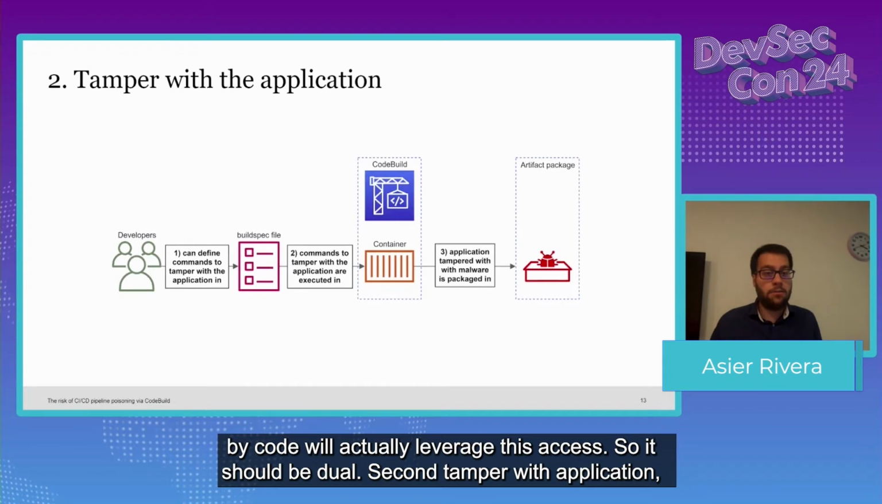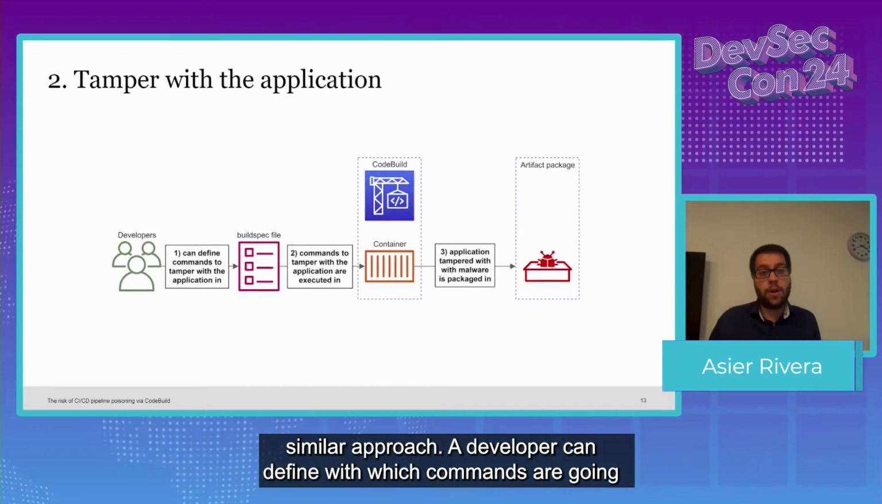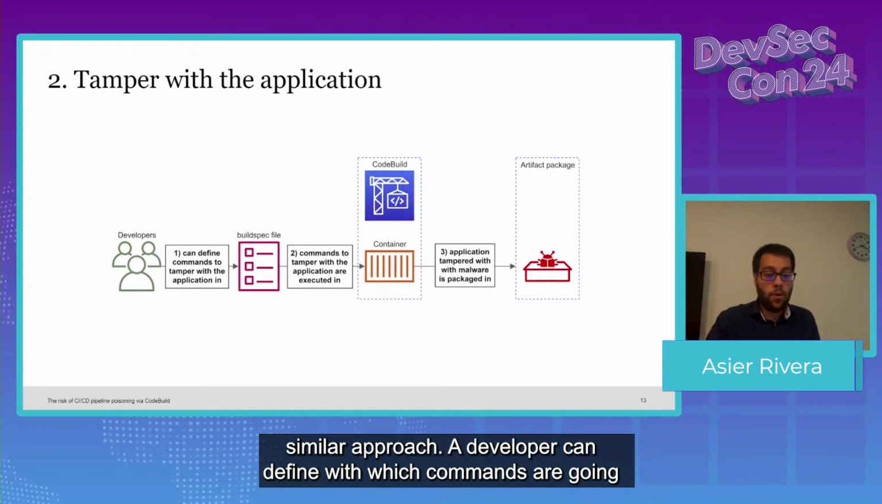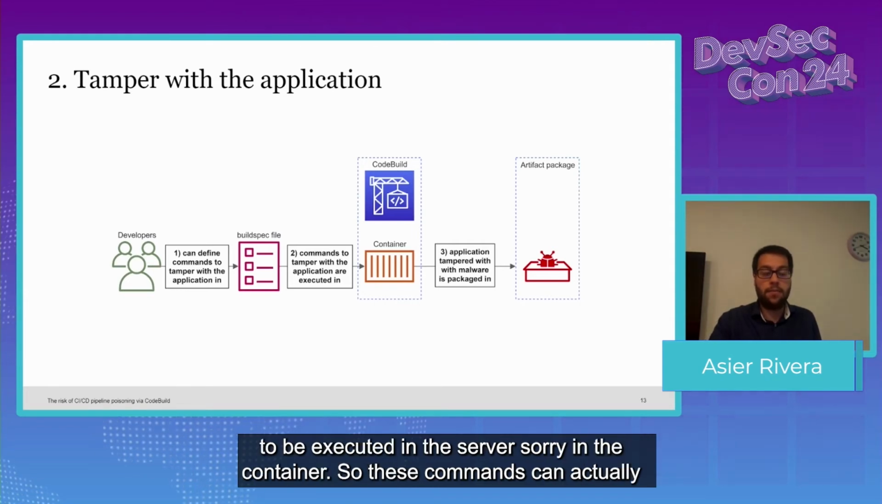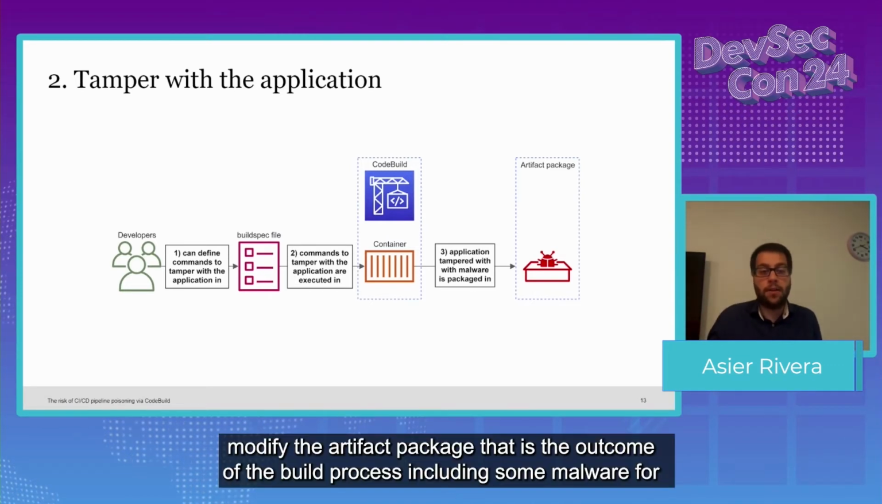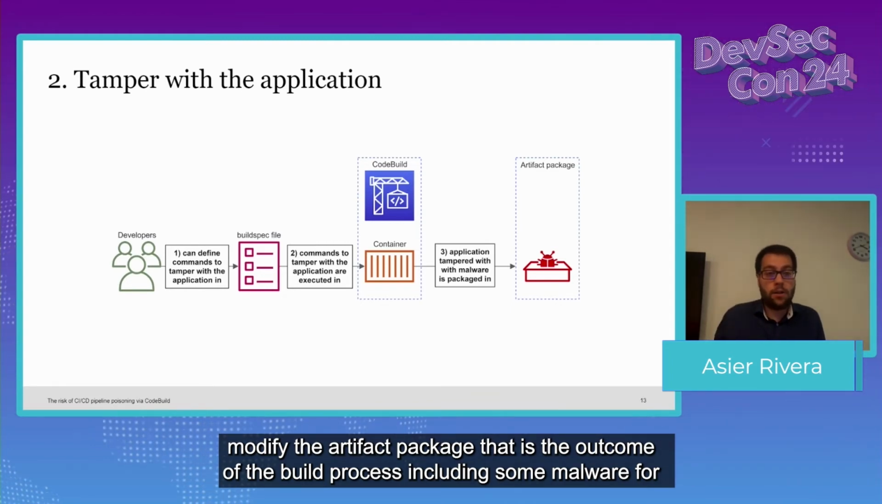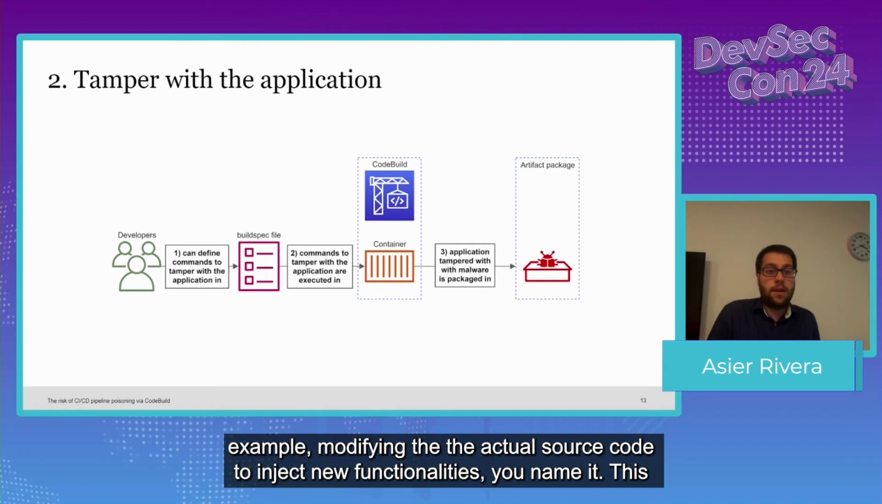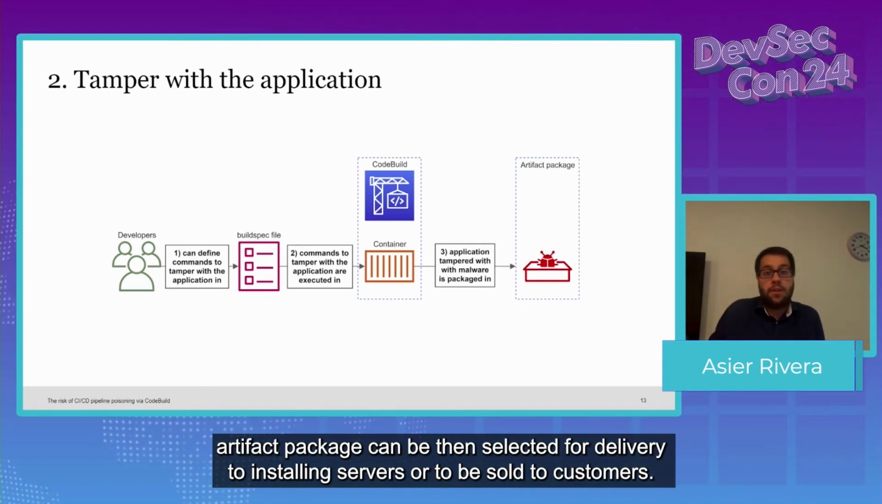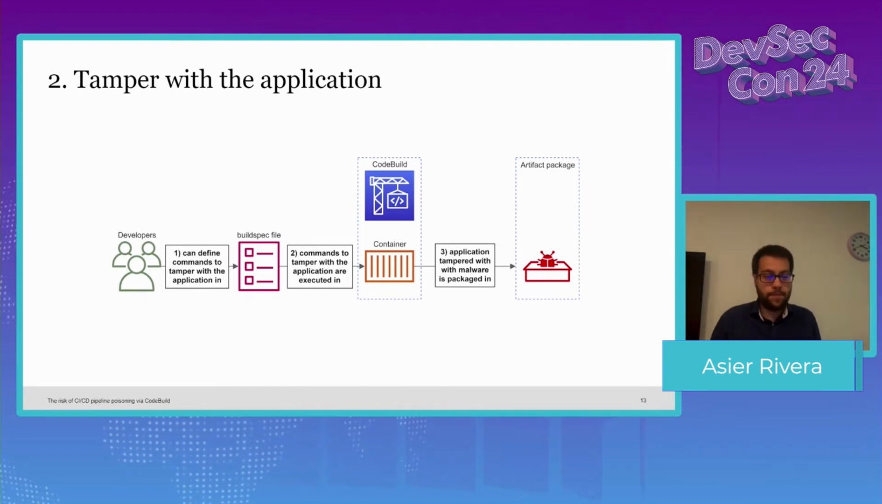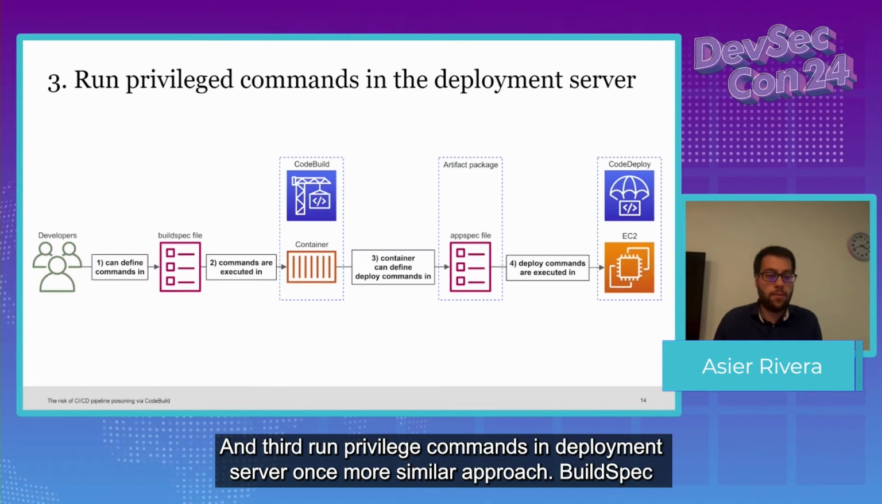Second, tamper with application, similar approach. A developer can define which commands are going to be executed in the server, in the container. So these commands can actually modify the artifact package that is the outcome of the build process, including some malware, for example, modifying the actual source code to inject new functionalities. You name it, this artifact package can be then selected for delivery, to install in servers, or to be sold to customers. And third, run privileged commands in deployment server.